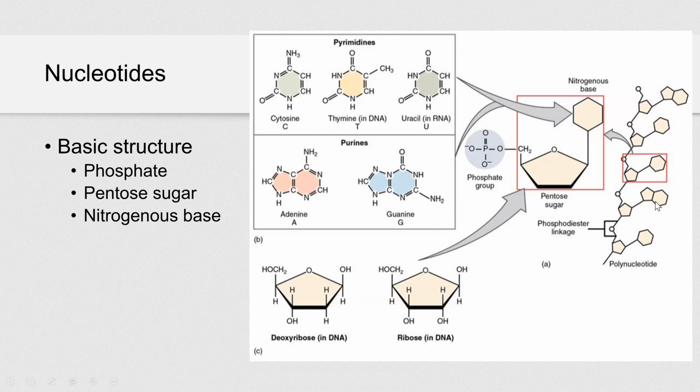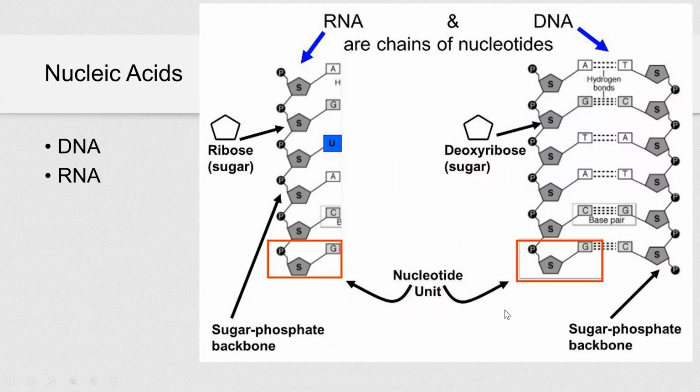And then we have these nitrogenous bases on the side, right? So here may be a better diagram of RNA and DNA. You can see the sugar is ribose, the sugar is deoxyribose. You see uracil over here and you have a thymine here.